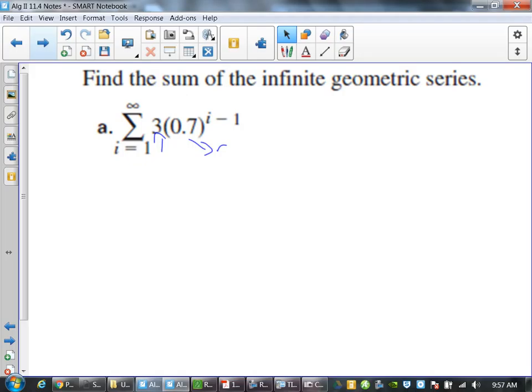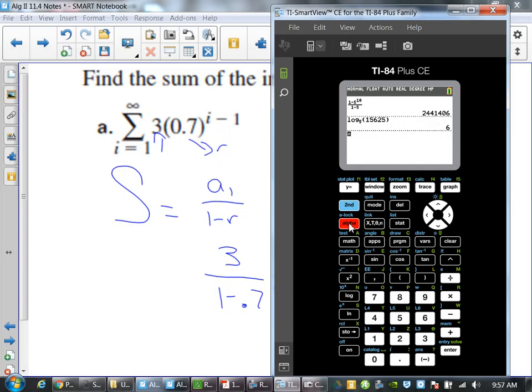So all we have to do is take our formula: the sum of this series is going to equal the first term divided by 1 minus my rate. Well, my first term is 3. My rate is 0.7, so it's 1 minus 0.7. I put that in my calculator with a fraction bar and hit enter. And that gives me my answer.